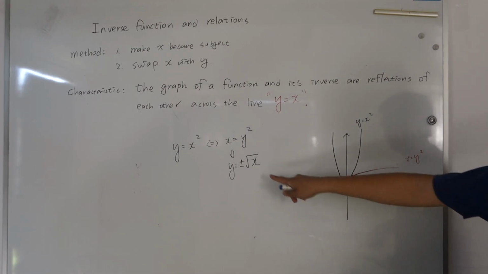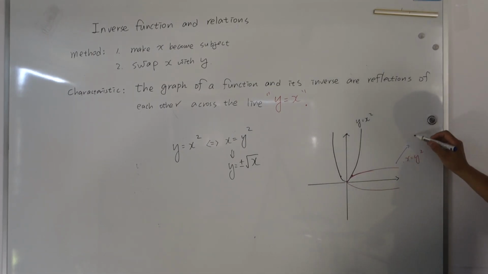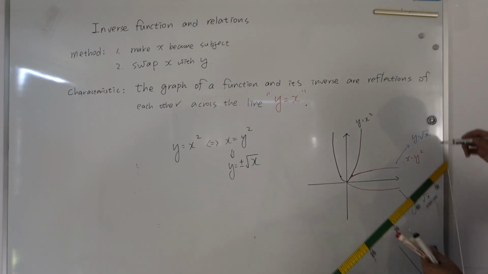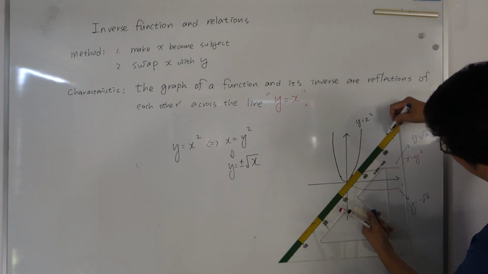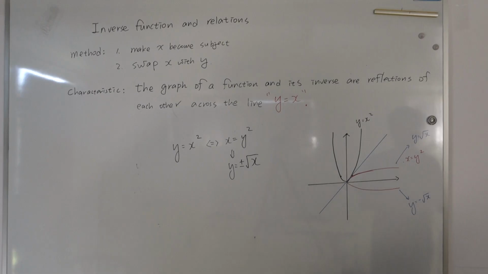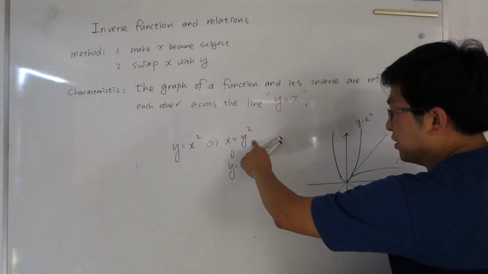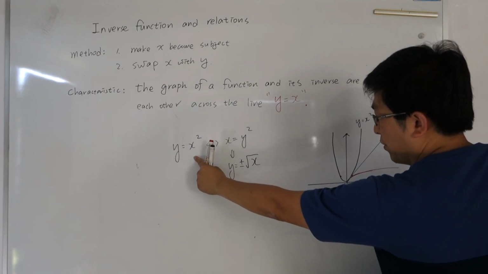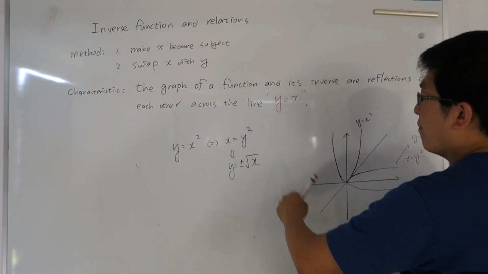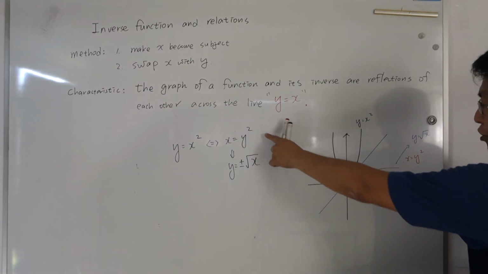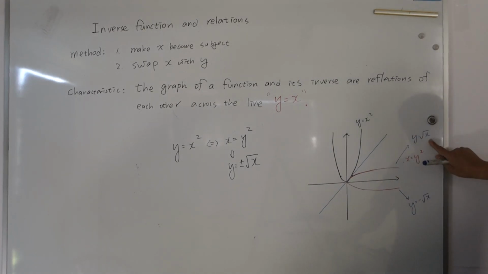But this one can be separated into two functions. So the upside is called y equals square root x. The downside is called y equals negative square root x. They are reflections of each other about y equal to x. Okay? This is the original function. This one is the inverse relation of this function. This is not a function, but this relation can be separated into two parts. One part, the upside, is a function, and the downside is a function too. Alright? These two are very famous.